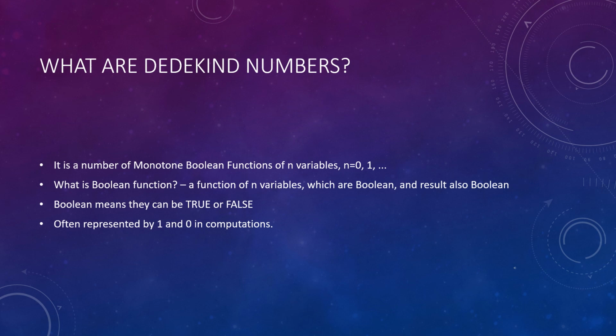What is a Boolean function? A Boolean function is a function of n variables, which are Boolean, and the return type is also Boolean. Boolean means that it can be true or false, often represented by 1 and 0 in computations.